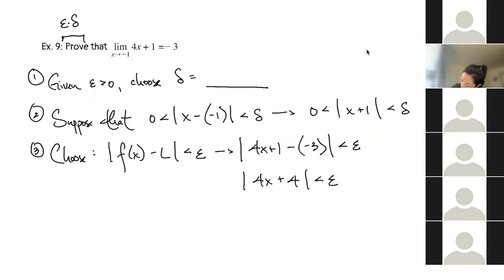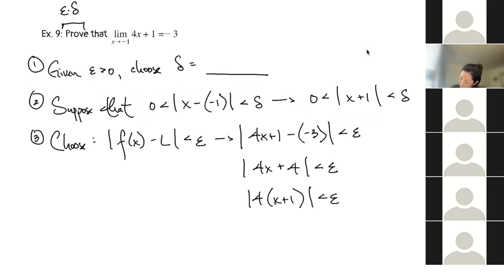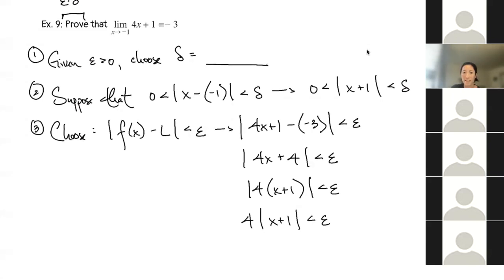Oh, thank goodness. Exactly, 4x plus 4, factor out the 4. And 4 is always positive, so I can bring that out to the front of the absolute value. We are so close, right? We've got that x plus 1 in absolute values.